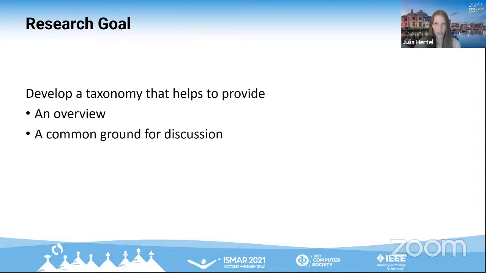To structure the current state of research, we developed a taxonomy, which helps to provide an overview about existing interaction techniques, as well as a common ground for discussion, by formalizing the scope and introducing consistent terminology.